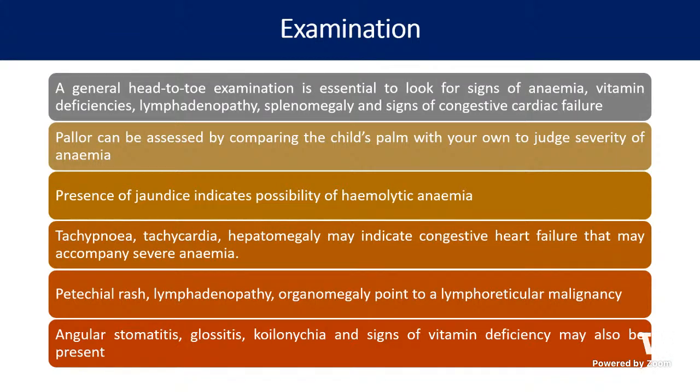When you start to open the mouth, you see that there can be glossitis, angular cheilitis, angular stomatitis, candidal patch can be there, and the child can have platynychia, koilonychia. These are all signs of vitamin B12 deficiency as well as iron deficiency. So from the clinical and history, you have come to know that this child has anemia.